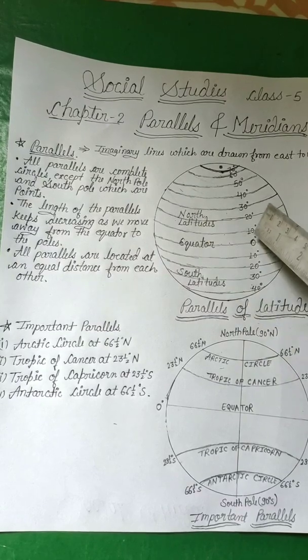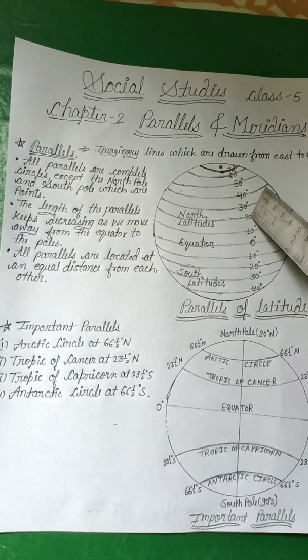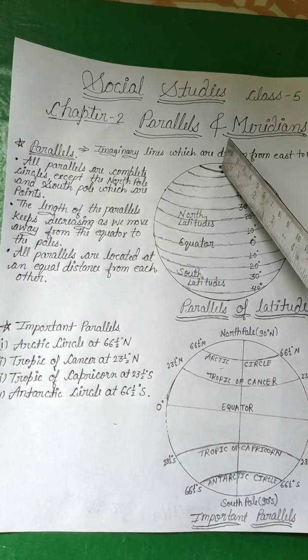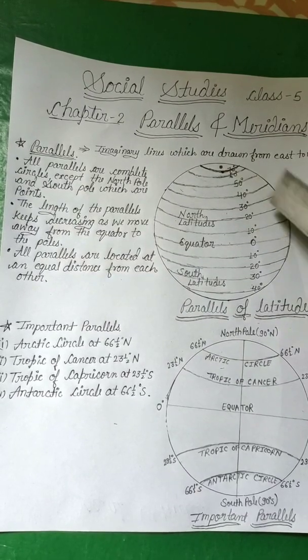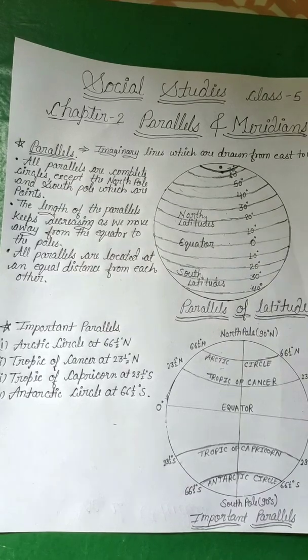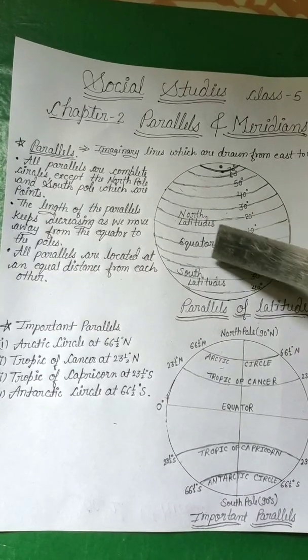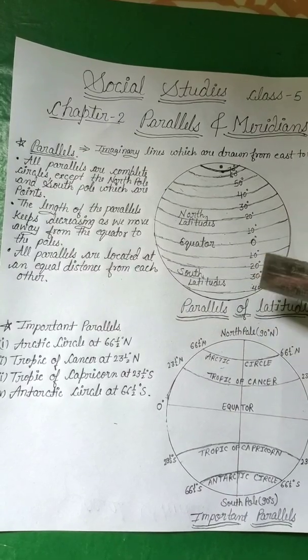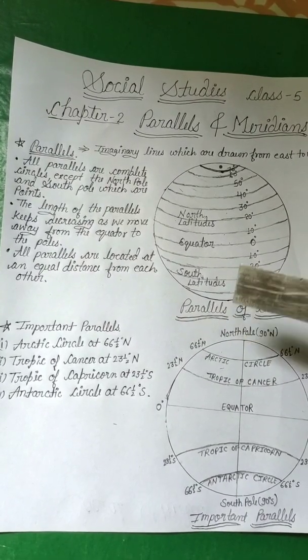It is situated at 0 degree, then 10 degree, 20 degree, 30, 40, 50, 60, 70, 80, and then the North Pole is situated at 90 degree. Similarly, below the equator, 10 degree, 20, 30, 40, 50, and so on, and the South Pole is at 90 degree.